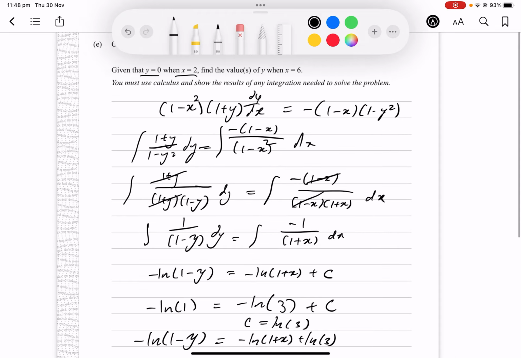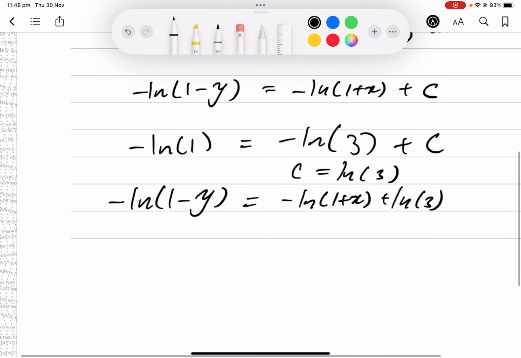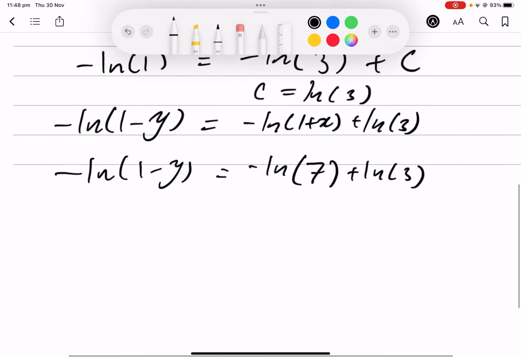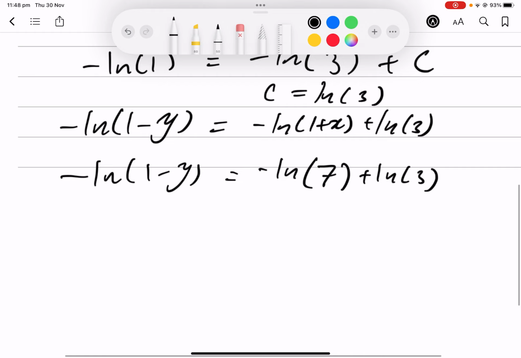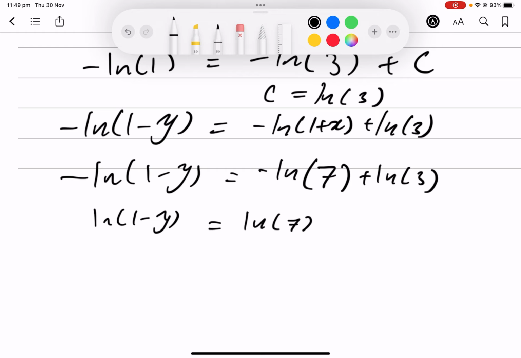And we want to find the value of y when x = 6. Okay, no problem. So we have -ln|1 - y| = -ln(7) + ln(3), since x = 6. What we're going to do here is multiply both sides by negative 1. So we have ln|1 - y| = ln(7) - ln(3).